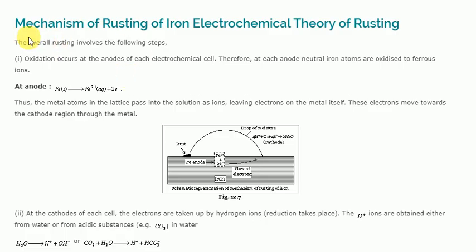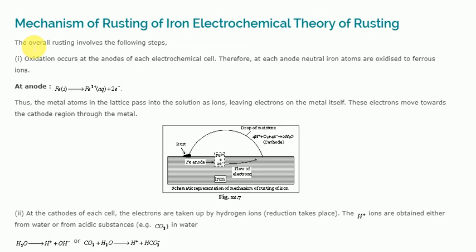Students, let's go for the next one, the mechanism of rusting. You know very well, rusting is an undesirable process. Because of rusting, the strength of iron decreases. Because of this reason, buildings and bridges will collapse.